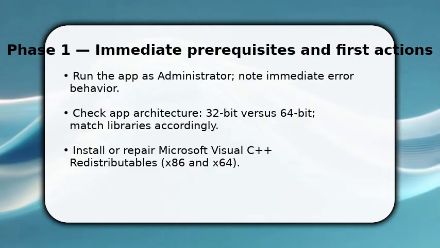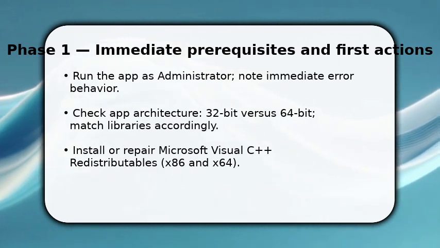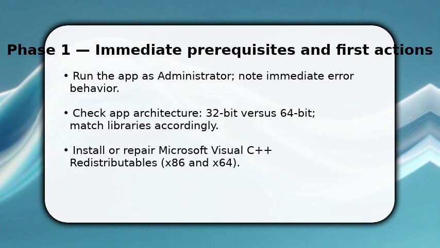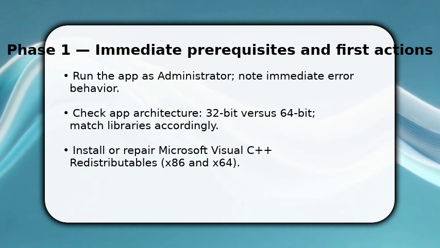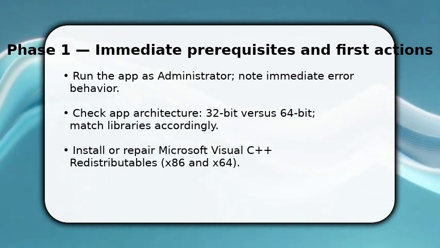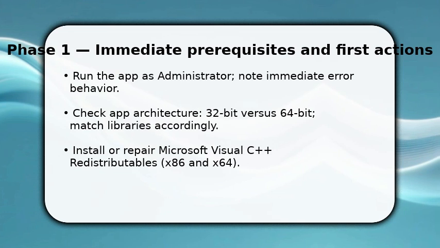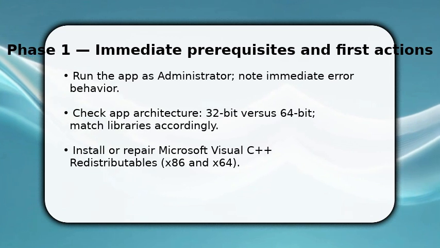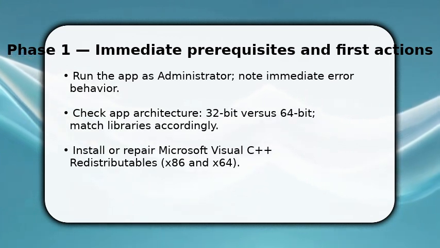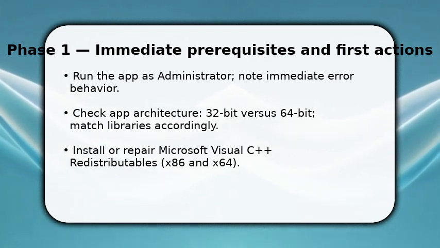You start by acting precisely. Run the program as administrator to capture behavior, because permissions sometimes block system DLLs. Next, confirm whether the app is 32-bit or 64-bit so you know which runtime libraries it needs. Mismatched architecture causes the 0xc00007b error. Then install or repair Microsoft Visual C++ redistributables for both x86 and x64, since missing or corrupted runtimes are the most common cause. Once done, restart the system to ensure new libraries load.